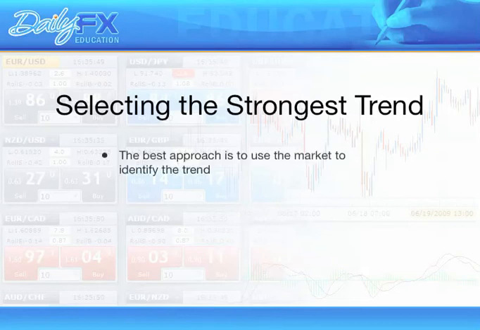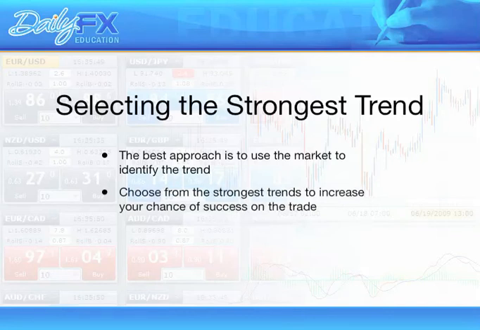While using these technical tools to help identify the trend does allow you some level of consistency, by far the best approach is to just use the market itself to identify the trend. The idea is to choose the strongest trend to increase your chance of success in any trade. There should be no doubt about the trend you choose, and with so many pairs available to trade at FXCM, there always seems to be a few strong trending markets that anybody can identify.